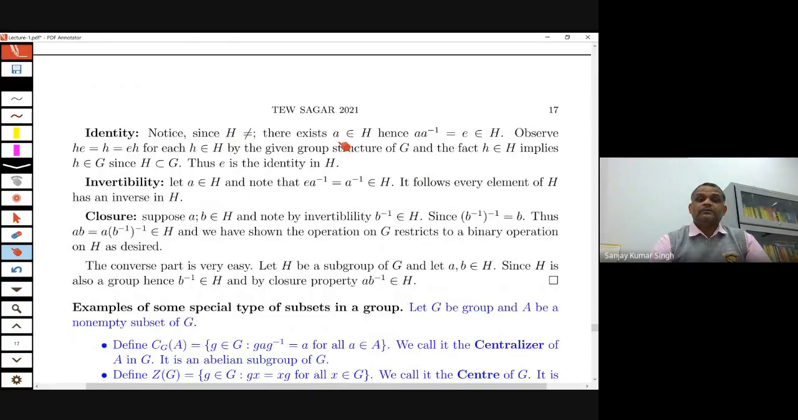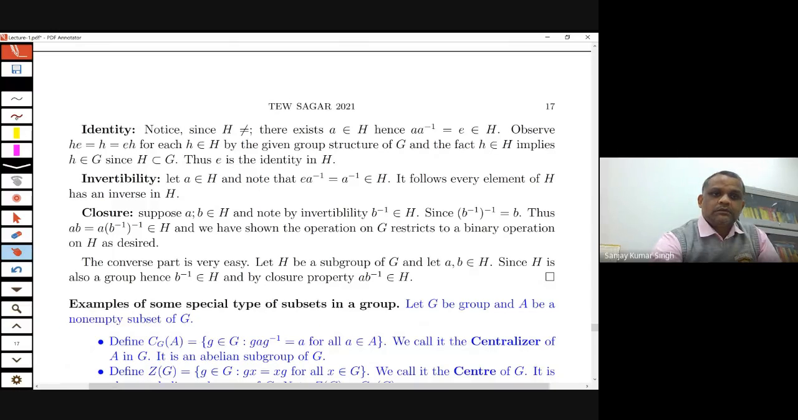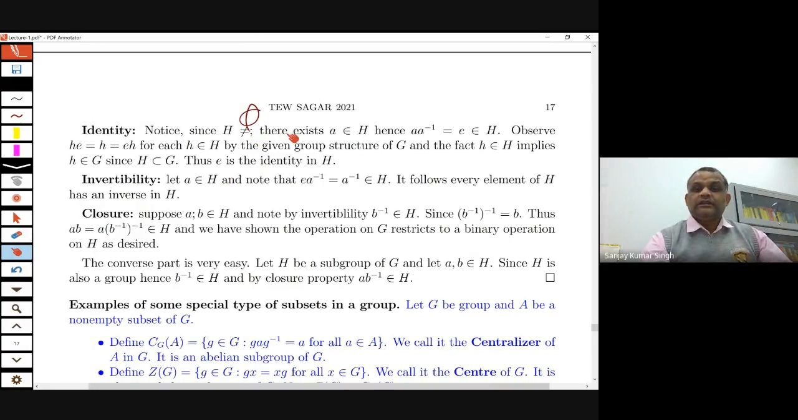Since H is non-empty, there exists A in H. Since A is there, I can take A comma A, two times, and by the property AB inverse in H, so A A inverse is in H. But what is A A inverse inside G? It is the identity, so E is also in H, which is the identity of G.